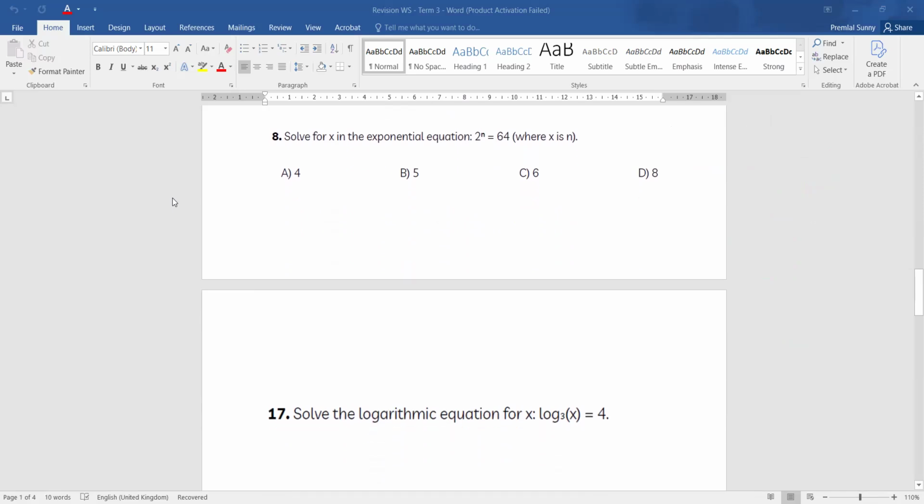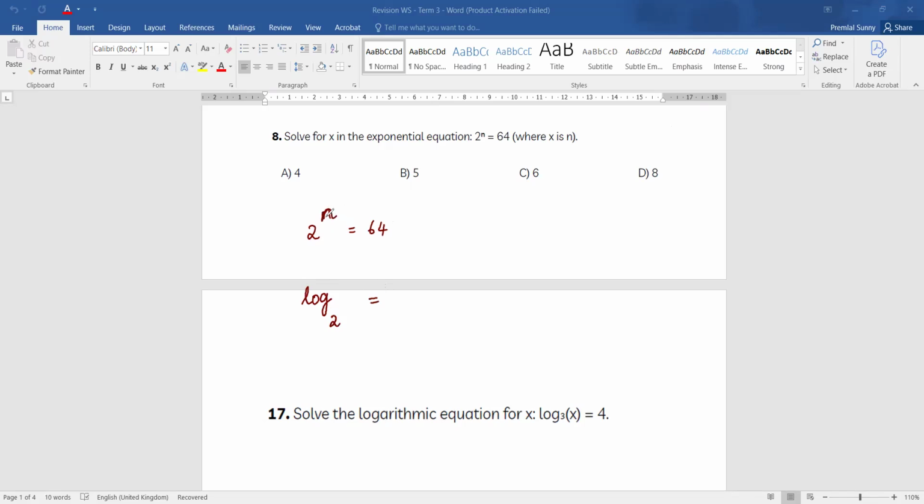Solve for x in the exponential equation 2 to the power of n is equal to 64. Now, we know this is an exponential equation. How do we convert this into a logarithm? First we will write log. The base of the exponent, that is 2, you will write as the base of the logarithm. The base of the exponential equation will be the same as the base of the logarithm.